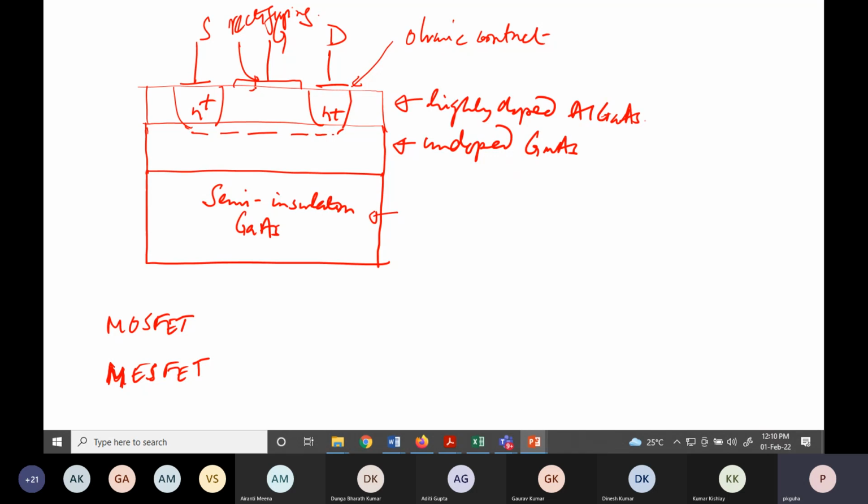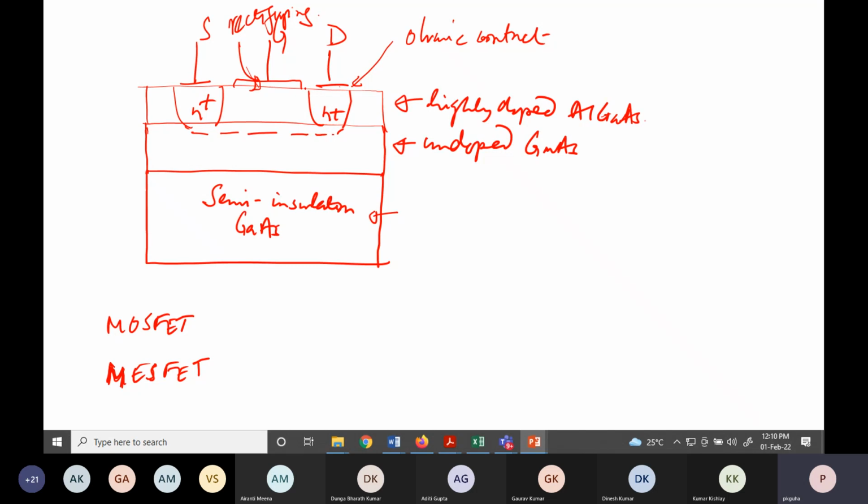Same here, there is no oxide layer. The gate metal is directly deposited on top of aluminum gallium arsenide. But we have to make sure this contact is a Schottky contact, or rectifying contact, and also these contacts here we will use a different contact so that they will act as an ohmic contact.